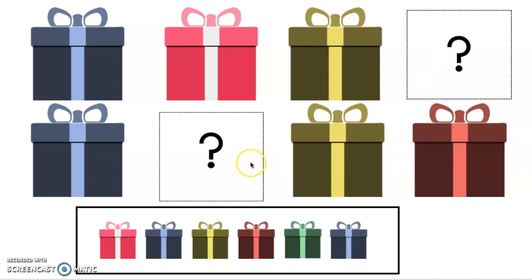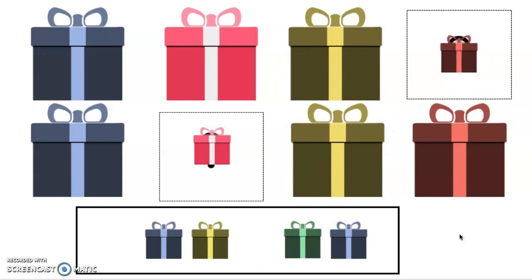Let's start with the first box. Well, there's 2 blue and 2 yellow, but there's not 2 pink. So I'm going to move the pink box to complete this pattern. Next, there's not 2 red either. So let's move the red box to complete this pattern. So now we have blue, blue, pink, pink, yellow, yellow, red, red. Looks like the pattern is complete.